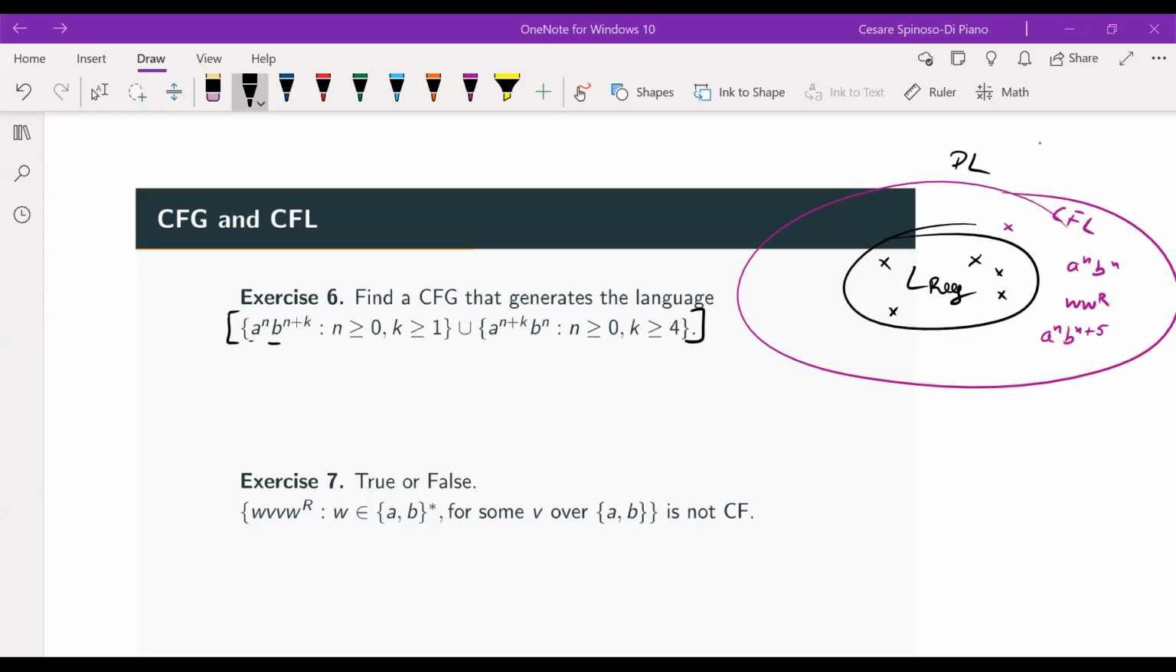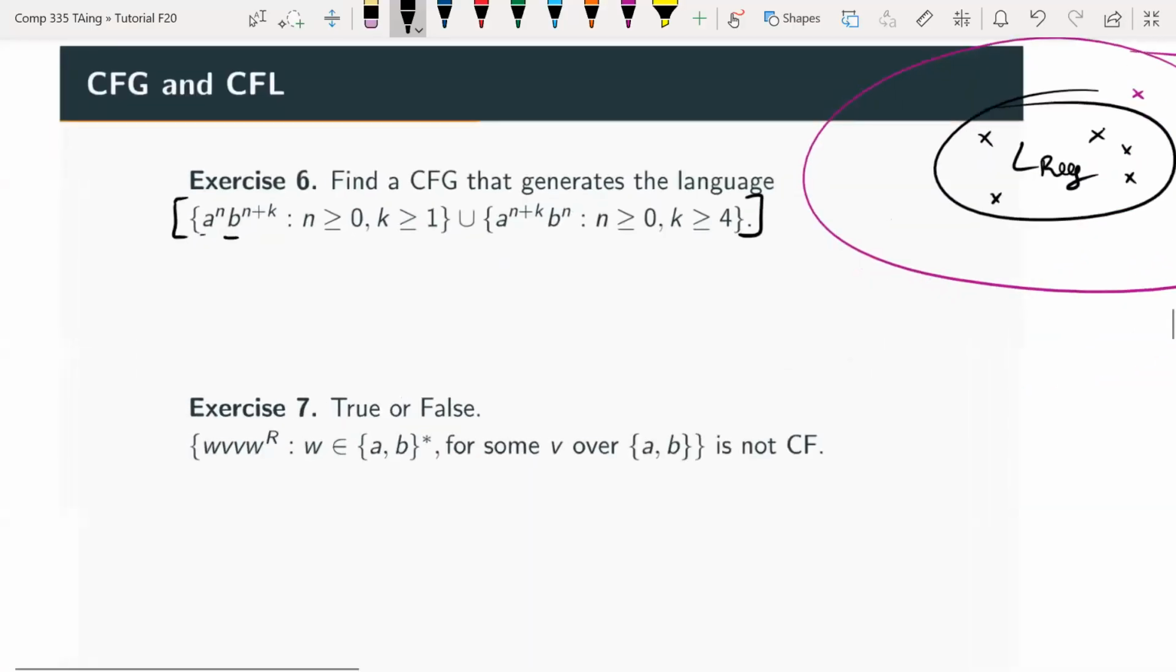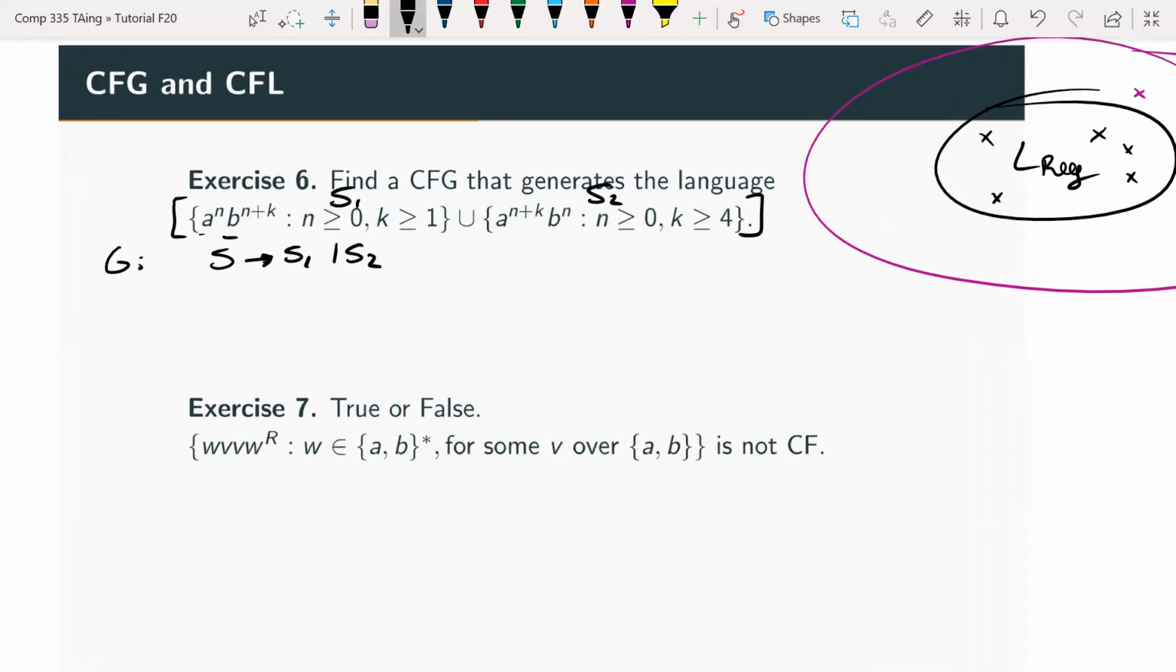All right, so hopefully you had time to look at it a bit. Hopefully everyone knows this kind of trick. If you have, for instance here, a union of what are clearly two distinct context-free languages, then you can use this trick where you start your grammar G with your start variable S. Your start variable S is going to let you go to two different types of derivations. So it's going to go to either S1 or S2. And S1 is going to be for here, and S2 is going to be for here.